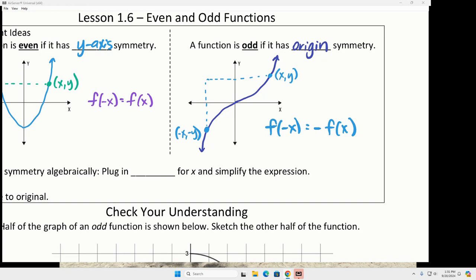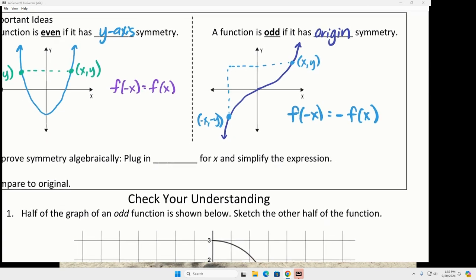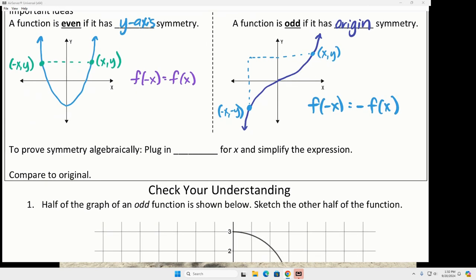Now, sometimes something that you might be asked to do is to prove algebraically that a function is even or odd or neither. And it gets a little confusing. But what you're going to do is plug in negative x for x, and then simplify it down. So that really is just going to involve raising negative x to either an even power or an odd power and deciding if you would get an even or if you would get an odd.